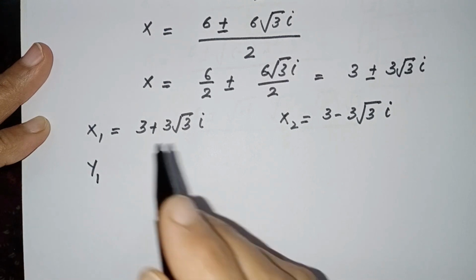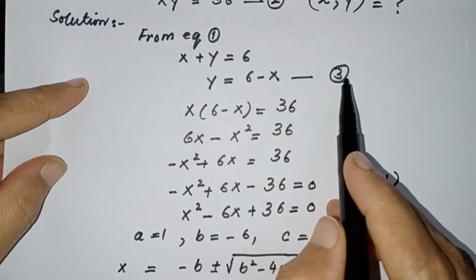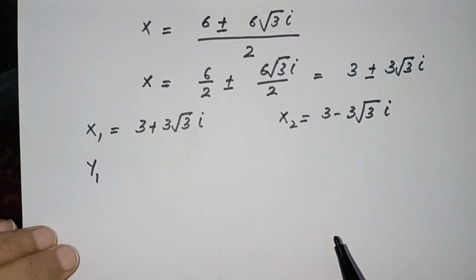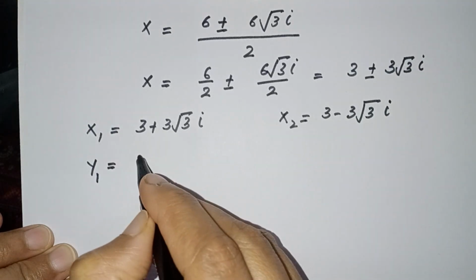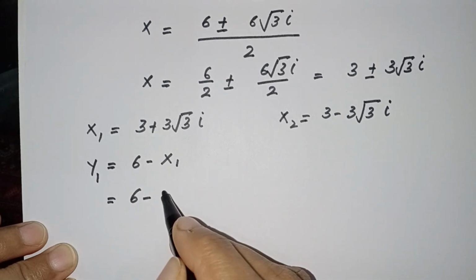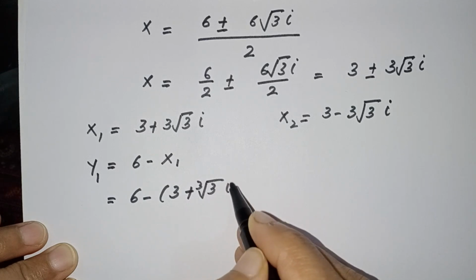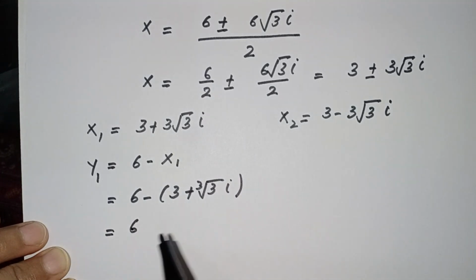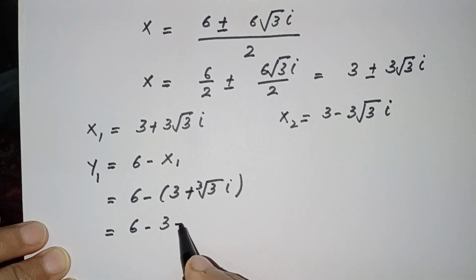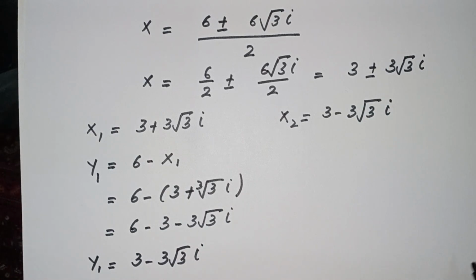So we will use our equation to find out the value of y. We will use our previous equation, that is equation 3, y is equal to 6 minus x. So y1 is equal to 6 minus x1. Here x is x1, so we will write y1, 6 minus x1, which is 3 plus 3 times square root 3 times i, is equal to 6 minus, open the parenthesis, 3 plus 3 times square root 3 i. So here 6 minus 3 will give 3 minus 3 times square root 3 i.